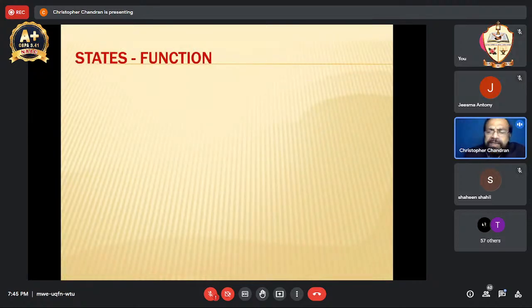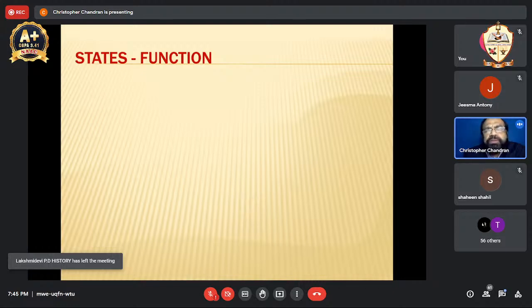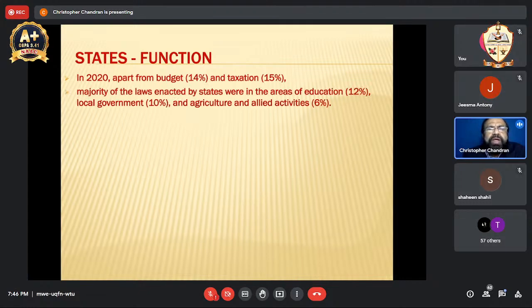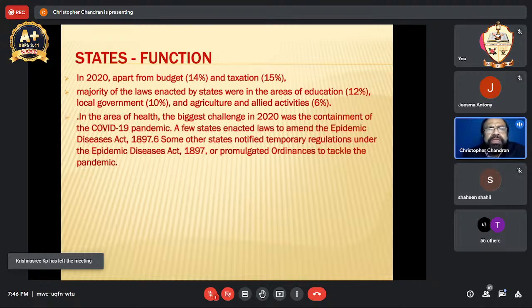I also want to slightly touch upon the states. States do also function within the constitutional framework. How far have the states been functioning? I'm only giving you some statistics with regard to 2020. This is how the states have been functioning, making laws especially in the area of health.